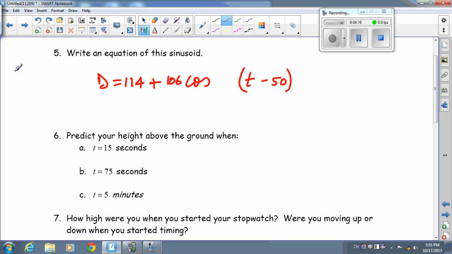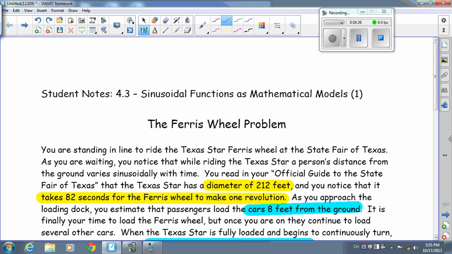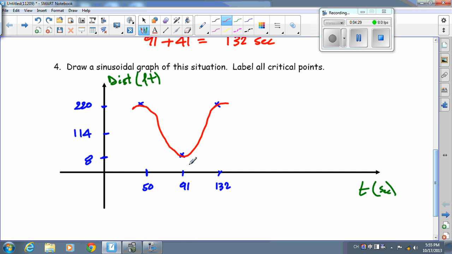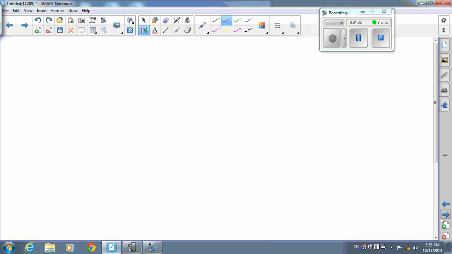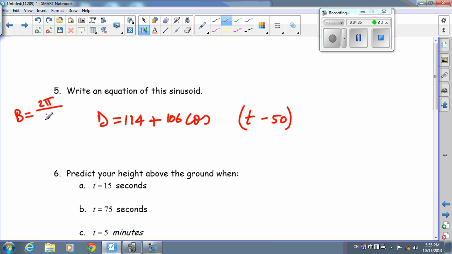Now, to find b, I will say b is equal to 2 pi over the period. Going back to the graph, the period here is between 50 and 132. Between 50 and 132, that would be 82. So I will say over 82. So my b is pi over 41.